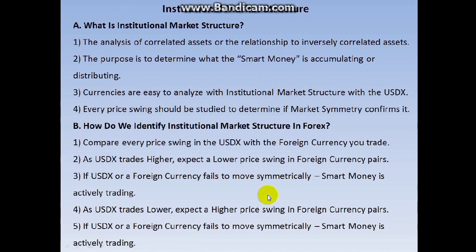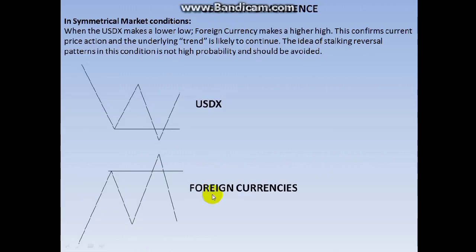I'm going to look at what that actually means. Then, as the dollar trades lower, expect a higher price swing in foreign currency pairs. And again, if the dollar index or a foreign currency fails to move symmetrically, smart money is actively trading. So that is just a few notes we have on this teaching. Let's go down deeper.